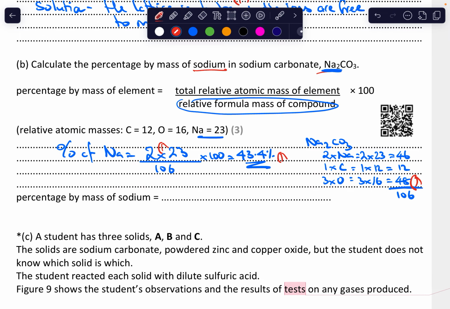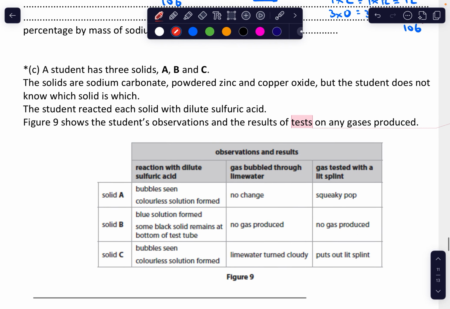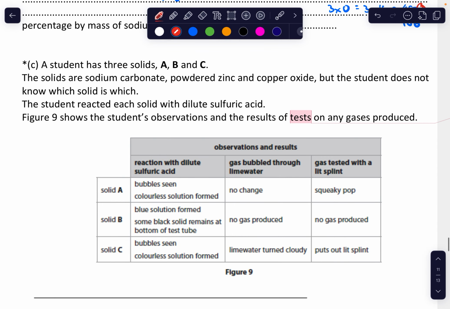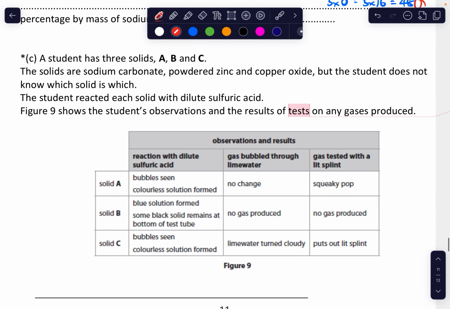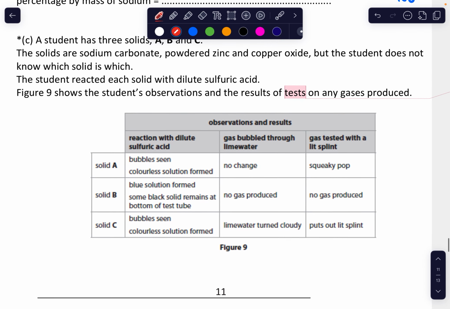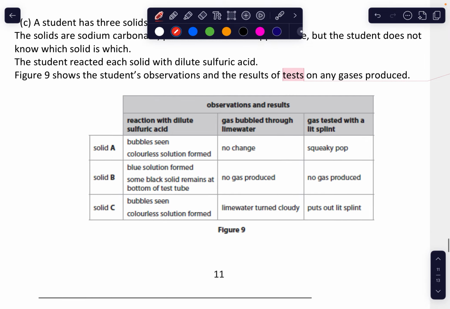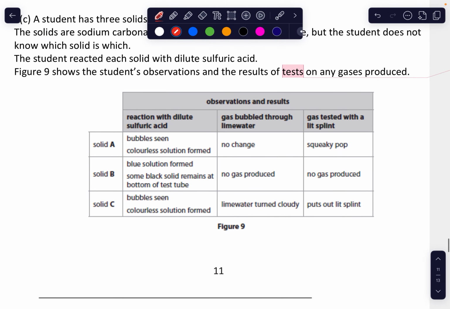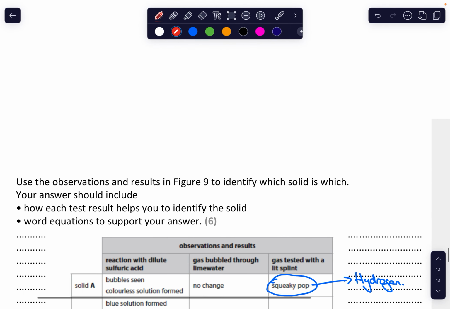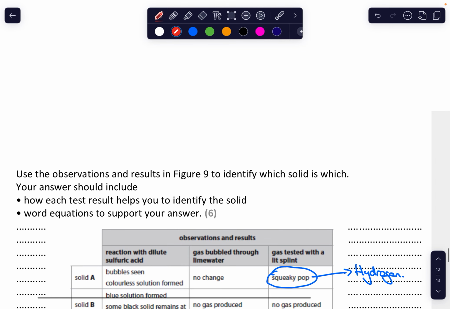Okay, I think this is the last question on this paper. It's a 6 marker. So the student has got 3 solids, and what we have to do is identify which of these they are and explain some of the tests. Okay, so use the observations to identify which solid is which. You explain how the test results help you identify it, and word equations to support your answer. Okay, we need word equations as well.